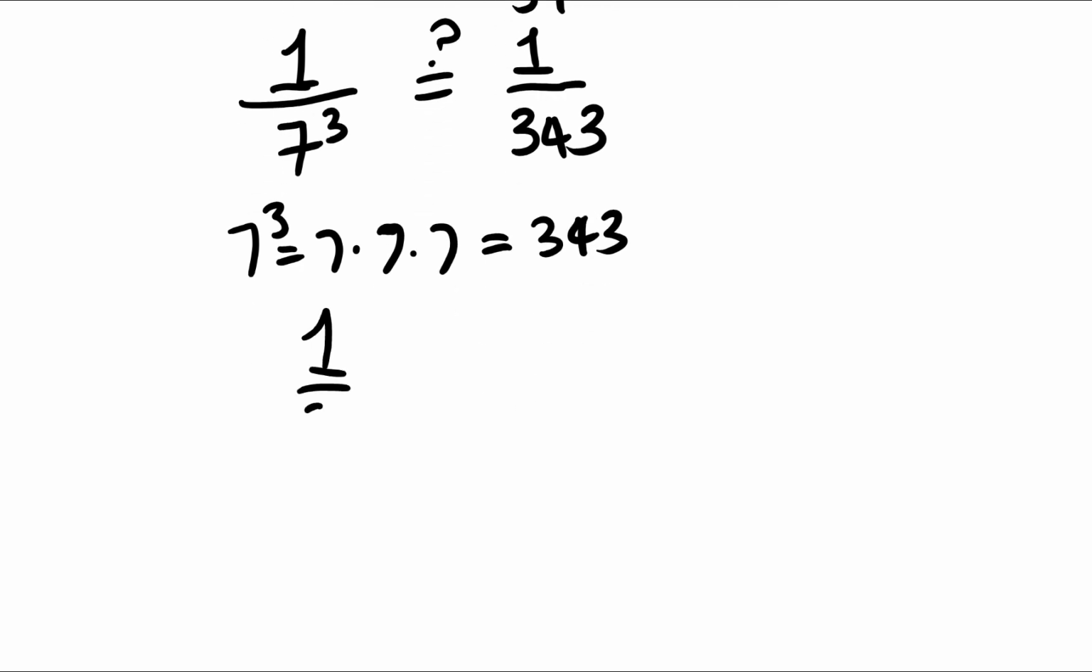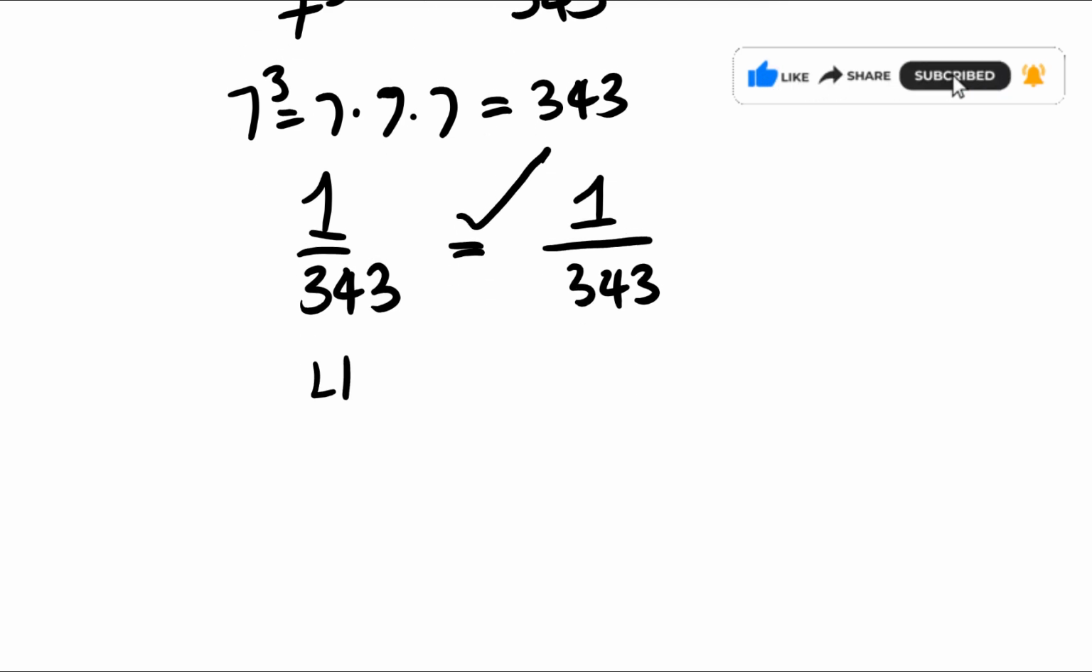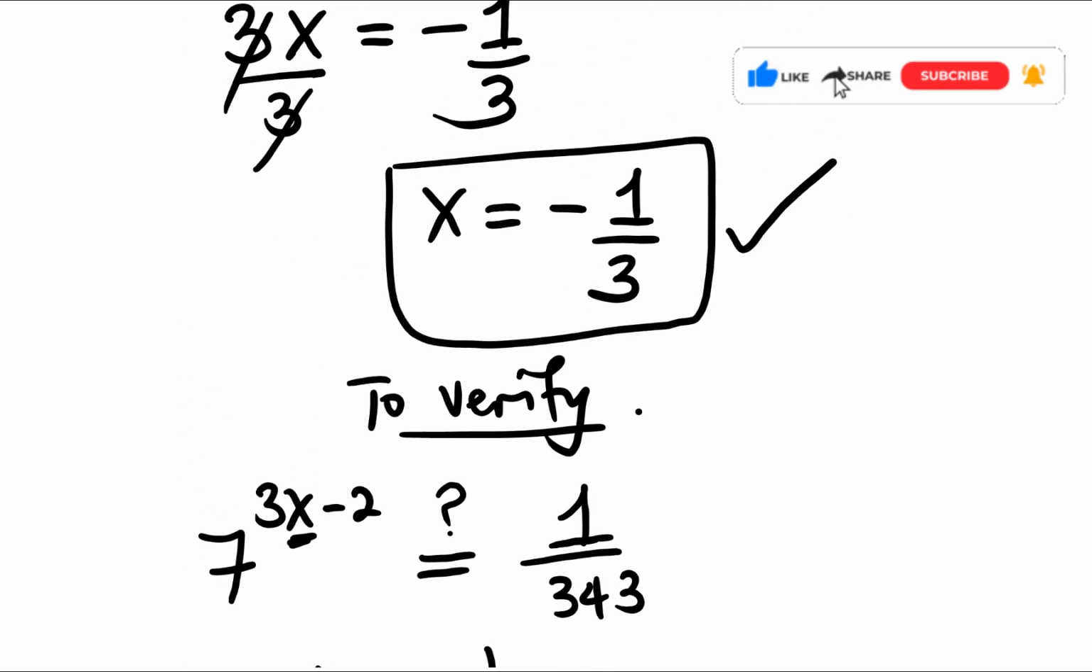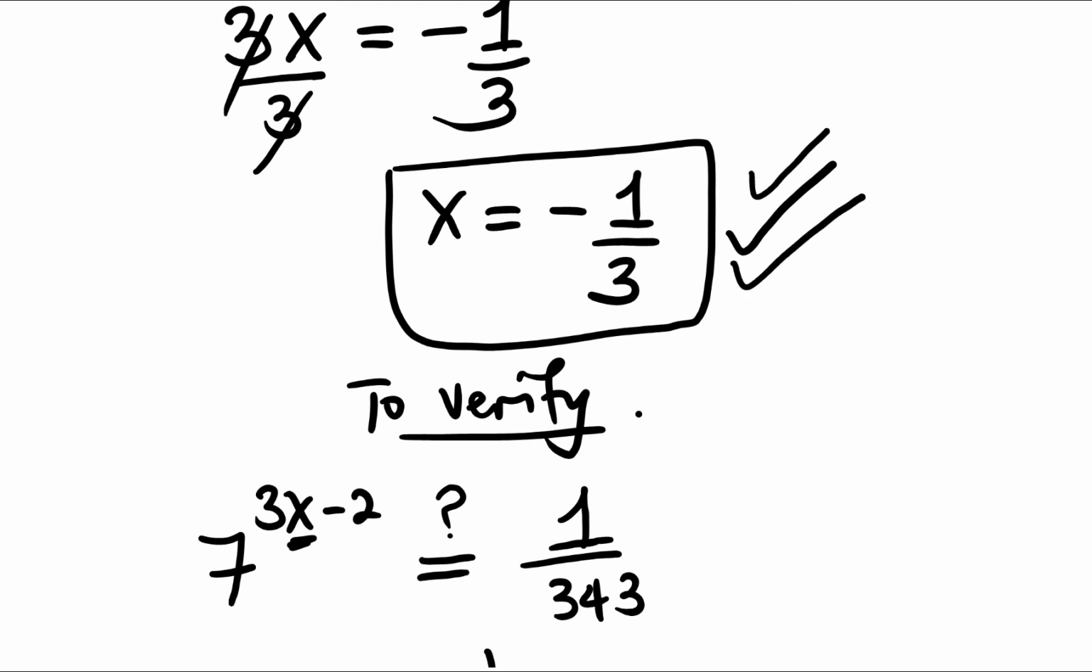So 1 over 343 is what we have here, and this is also the same as what we have on the right-hand side. So we see that our left-hand side and our right-hand side are now looking the same. So therefore, we've been able to verify or prove that our value of x, which is minus 1 over 3, is the correct answer.